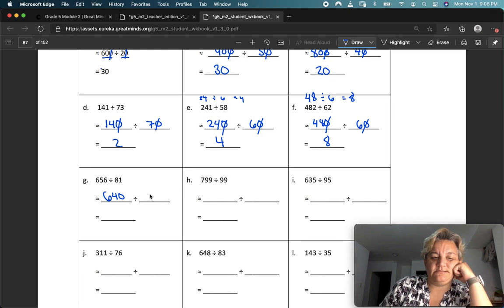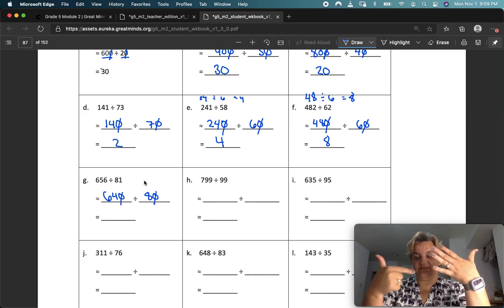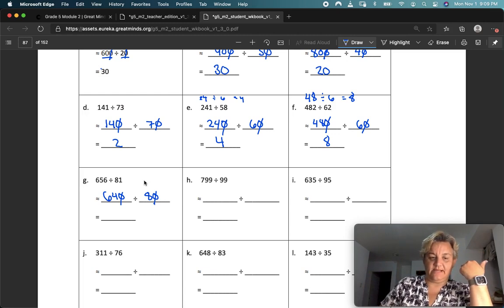640 divided by 80. It's not a perfect rounding, but I did go down. Or I could go up to 700, but that's not going to be very friendly. So I think this is going to be better, right? And 8 goes into 64 how many times? Well, I can take this off and this off. What did I just say? 8, 16, 24, 32, 40, 48, 56, 64. That's 8 times 8, right?